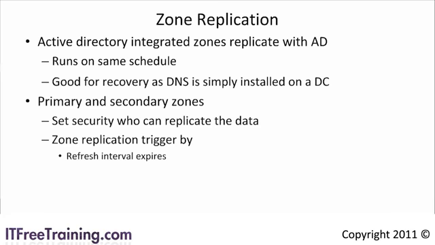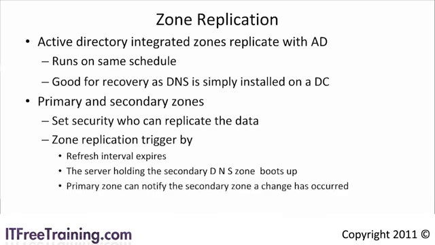This is set in the Start of Authority record. The next way is when the server holding the secondary DNS zone boots up. The last way replication can happen is when the primary zone notifies the secondary zone that a change has occurred. When this happens, the secondary zone will request a zone transfer from the primary zone. To better understand how zone replications work, let's have a look at how to configure it.